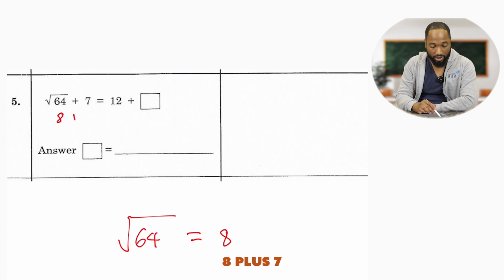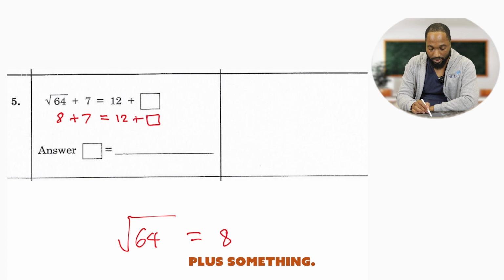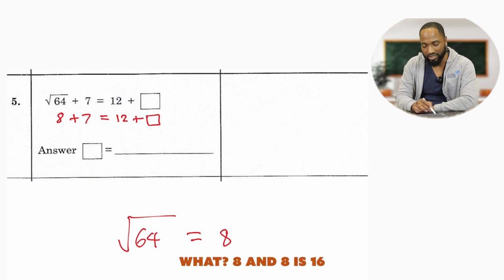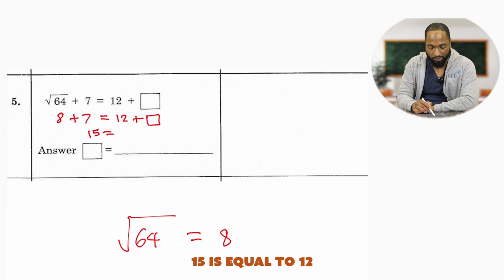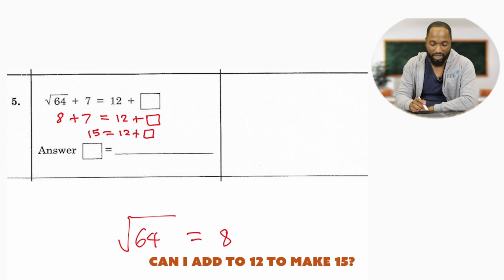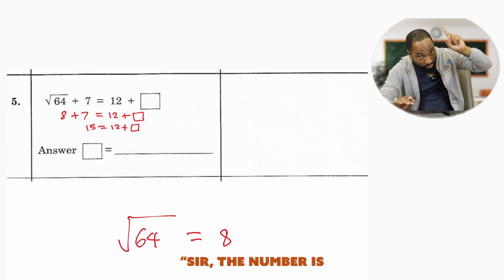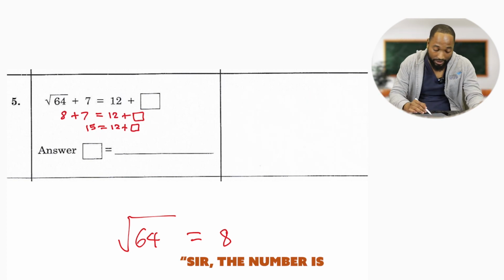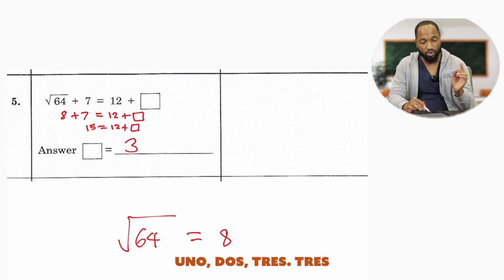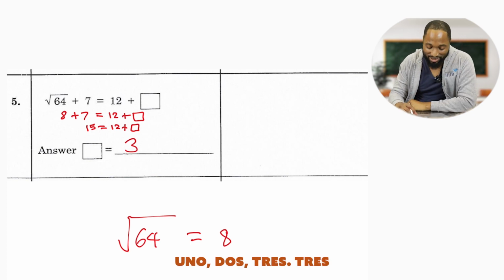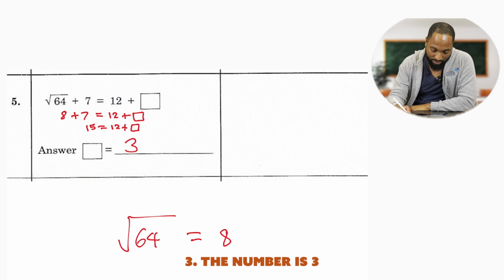8 plus 7 is equal to 12 plus something. 8 plus 7 is what? 8 and 8 is 16, so 8 plus 7 is 15. 15 is equal to 12 plus something. What number can I add to 12 to make 15? By now, you should be able to tell me that. Uno, dos, tres. Three. The number is 3.